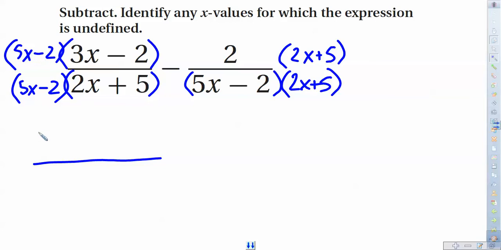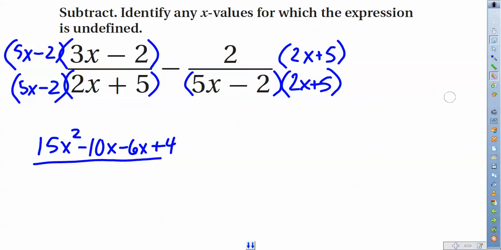So we've got to FOIL this puppy up here, right? That makes it, let's see here, 15x squared, and then minus 10x, and then inside would be minus 6x, and then last times last would be a plus 4. How about I clean up that middle term while I'm at it? Negative 10x minus 6x, and then I can make negative 16x. And then the plus 4.